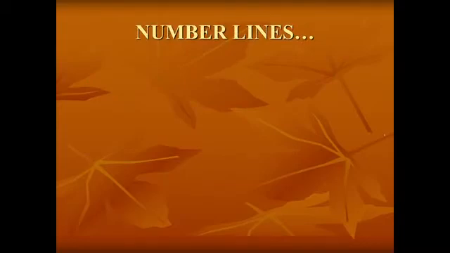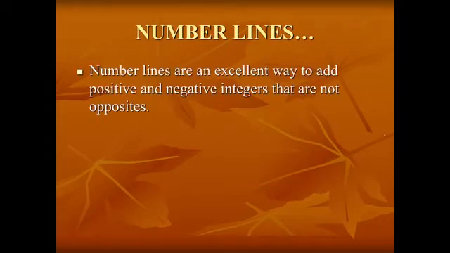Now, let's consider the number line. A number line is an excellent way to add positive and negative integers that are not opposites. Now, before having the concept about the rules in adding integers, you should know the number line first because this is a good visual concept on how to see addition using the number line. Okay? So you have there a number line with lines, and each line is represented by numbers. So take note, in here, 0 is the middle number.